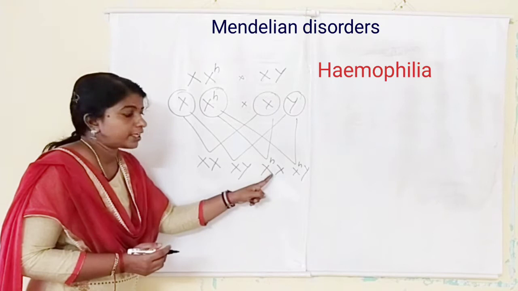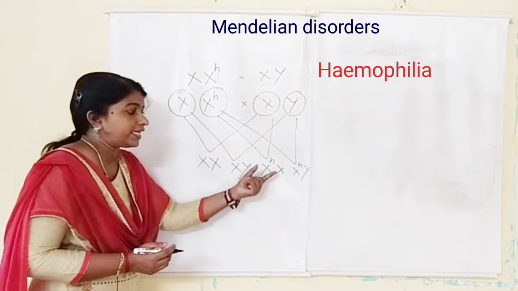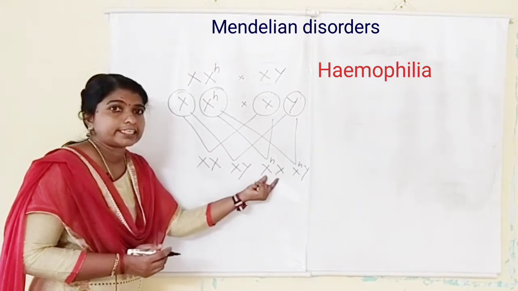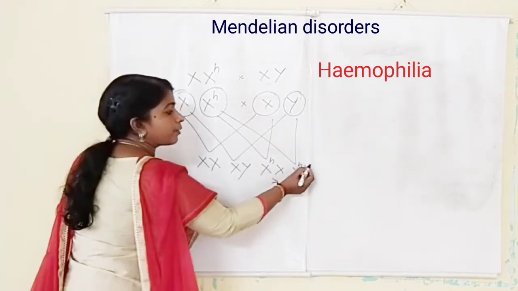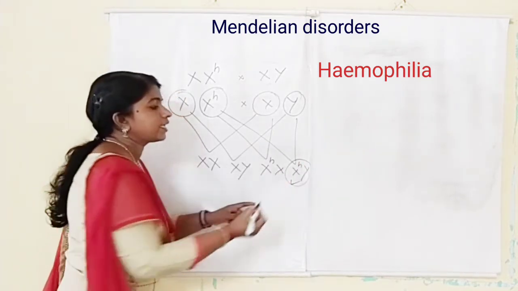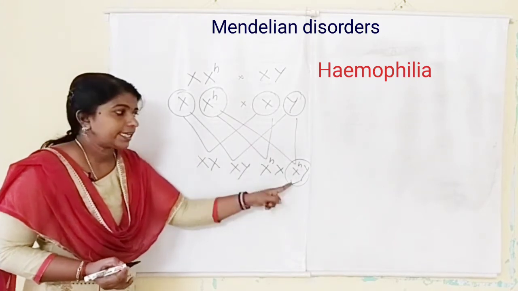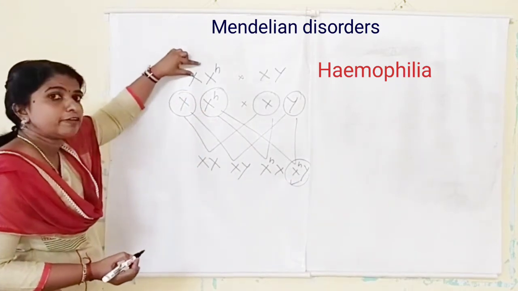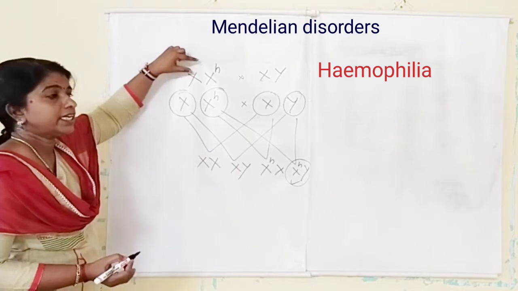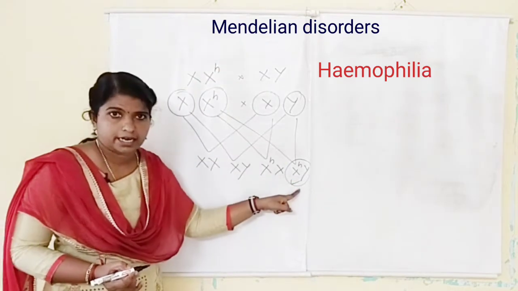One X is affected, but one X is normal. It is a carrier, unaffected female. But what about this? It is an affected male. That is the case. That means the carrier female can transmit the disease to her son.